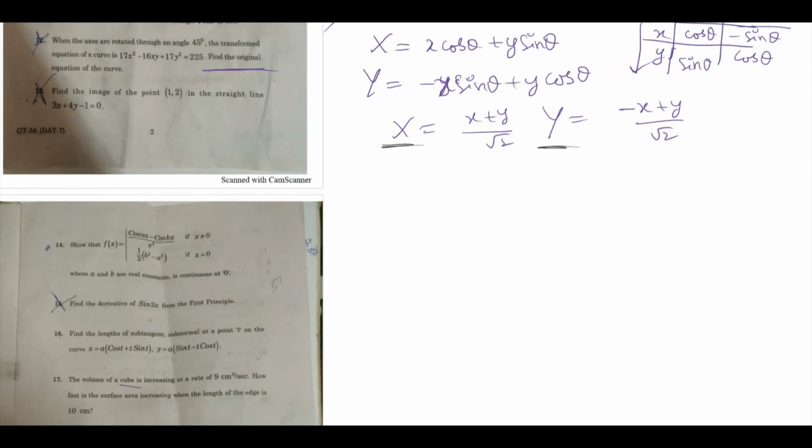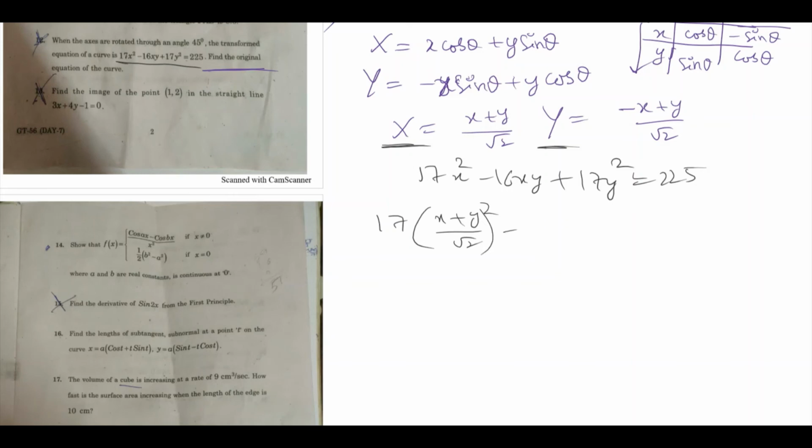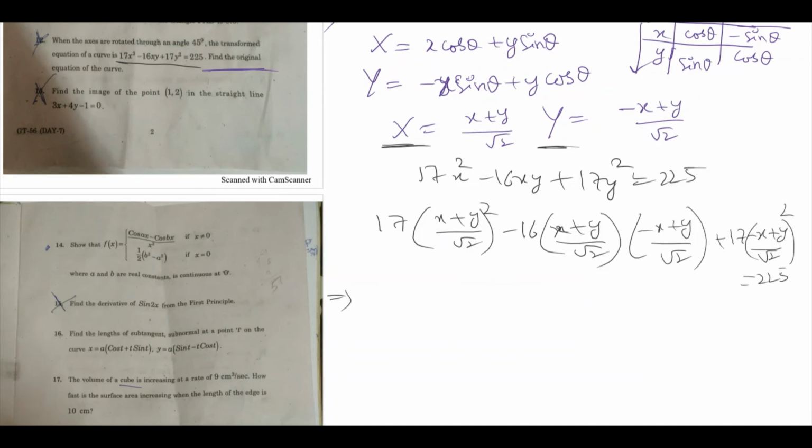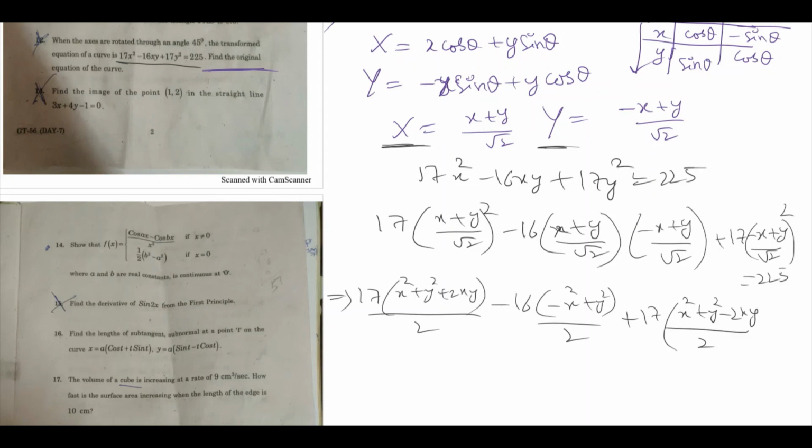Substituting these in the given equation, the given equation is the transformed equation, which is 17x square minus 16xy plus 17y square equals 225. And substituting these values here, 17 into x plus y by root 2 whole square minus 16 into x is x plus y by root 2 into y is minus x plus y by root 2 plus 17 into minus x plus y by root 2 whole square equals 225. That implies 17 into x square plus y square plus 2xy by 2, minus 16 into minus x square plus y square by 2, plus 17 into, this is minus x plus y whole square, which is x square plus y square minus 2xy by 2, equals 225.